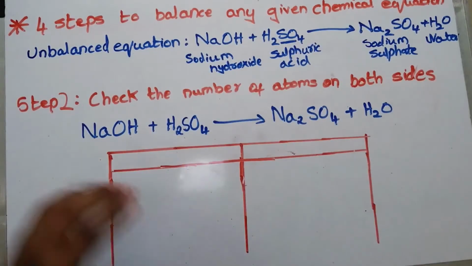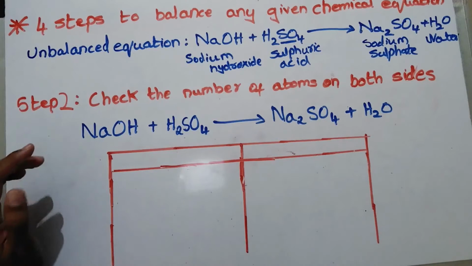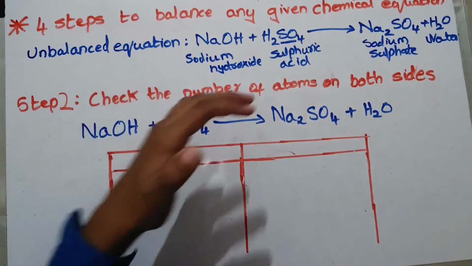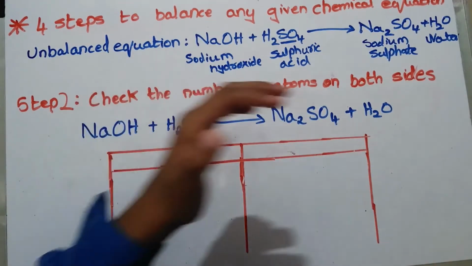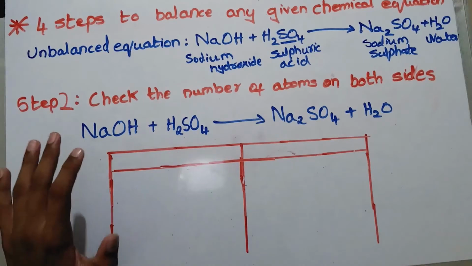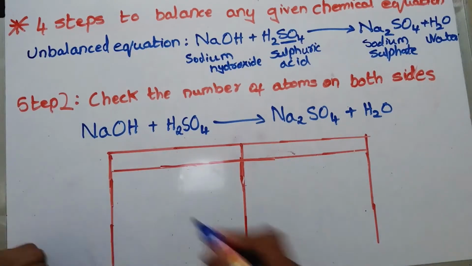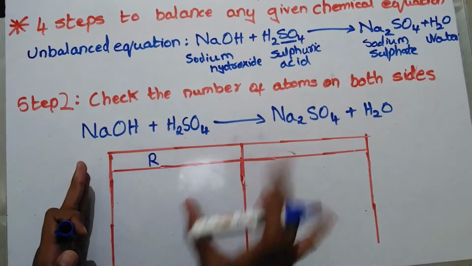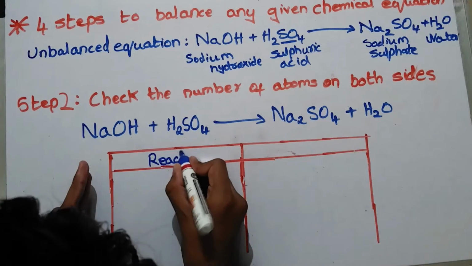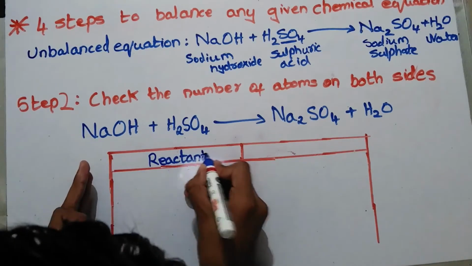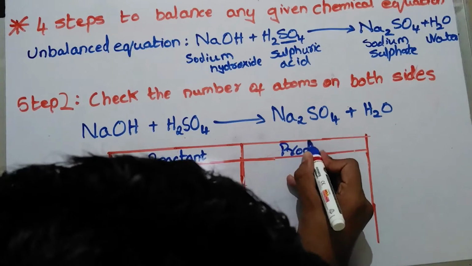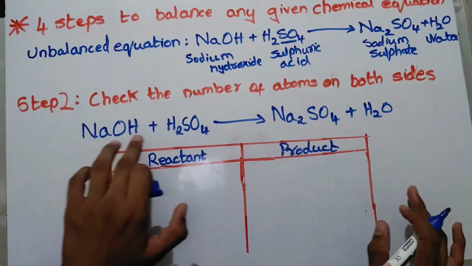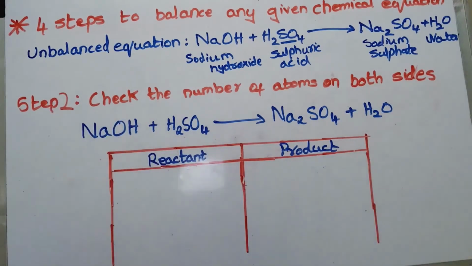So now the second step, or step 2, is that we have to check the number of atoms, as I showed earlier, on both sides, that is the reactant side and the product side. Now the best way to do this is to make a table like this and make 2 columns, the reactant column and the product column. And what you have to do is simply write the names or the symbols of the elements.